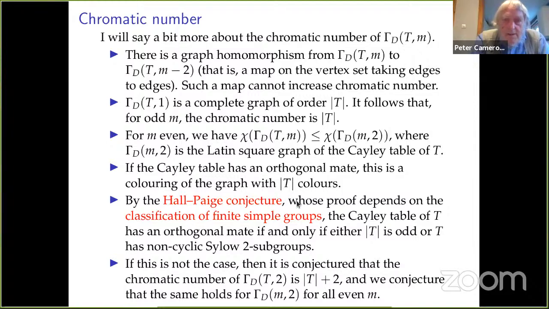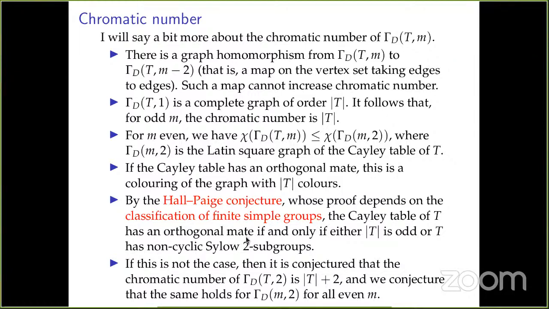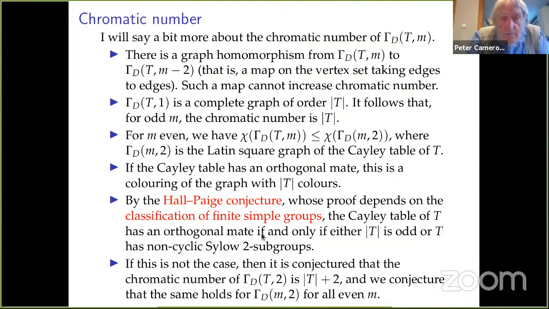Hall and Paige said, take the Cayley table of a group, G, and you want to know, when does that Cayley table have an orthogonal mate? Well, in fact, you can show two conditions are equivalent. This Cayley table should have a transversal or an orthogonal mate. They conjectured that this would hold if and only if either the order of the group is odd or the group has non-cyclic Sylow 2-subgroups. So they conjectured that in 1955.